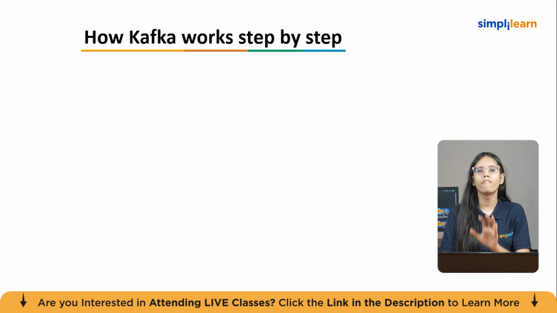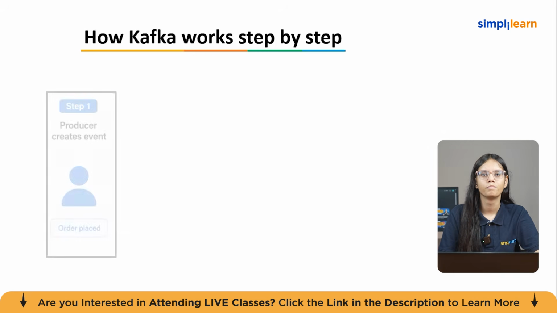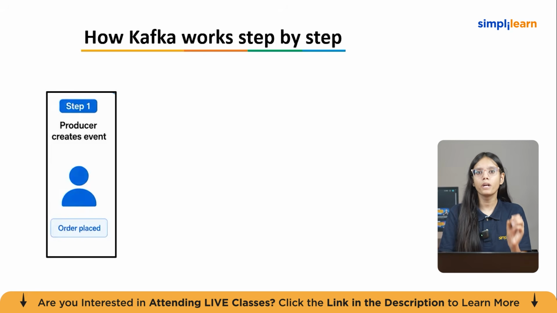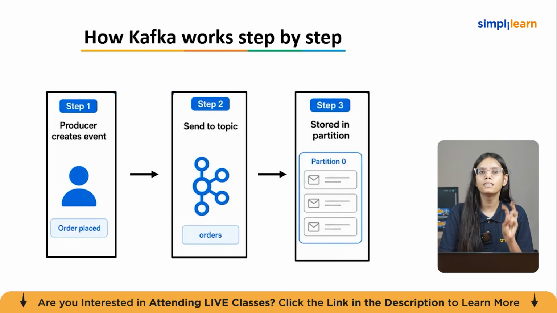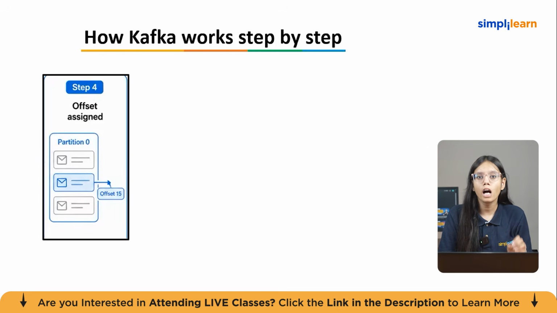Now let's connect everything together. Here's how Kafka actually works. Step 1. A producer creates an event. For example, user placed an order. Step 2. The producer sends this event to the Kafka topic. For example, orders. Step 3. Kafka stores the event inside a partition of that topic. Step 4. Kafka assigns an offset to the message. Step 5. One or more consumers read the message.